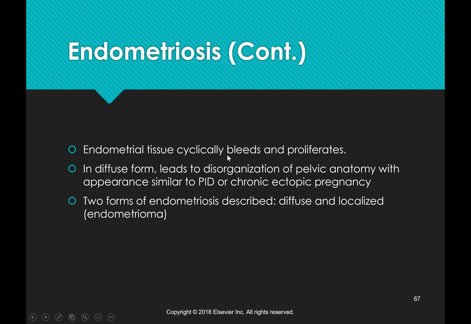The endometrial tissue cyclically bleeds and proliferates, and the diffuse form leads to disorganization of pelvic anatomy and an appearance similar to PID or chronic ectopic pregnancy. So it looks the same as an infection, yet it's not. Two forms of endometriosis are described: the diffuse form and the localized endometrioma. With the diffuse tissue, we can't see that very well on ultrasound. It's more difficult to see for sure.